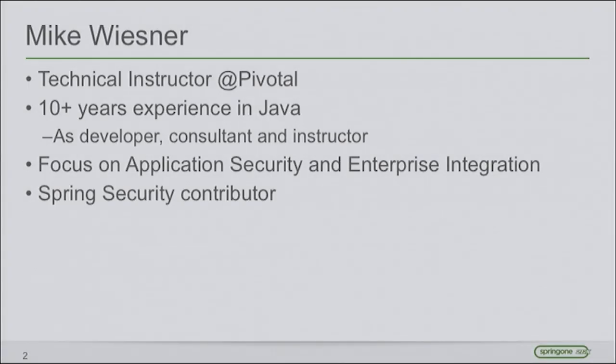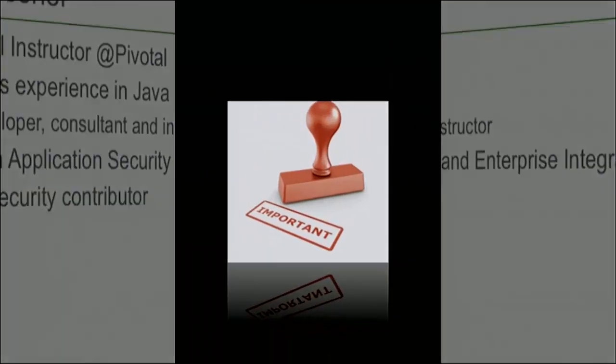So first of all, some words about me. My name is Mike Wiesner. I'm working for Pivotal or Spring Source or whatever. I'm right now a technical instructor at Pivotal, so I usually deliver trainings around Spring, Groovy Grails, and so on. But I used to be a Java developer, a consultant, all that kind of stuff for more than 10 years in Java Enterprise. My focus is clearly on application security and enterprise integration, which goes hand in hand usually, right? I also sometimes contribute to Spring security, not so much in the last year. I'm also the creator of the Spring Security Kerberos extension, which is not finished yet, but hopefully soon, fingers crossed.